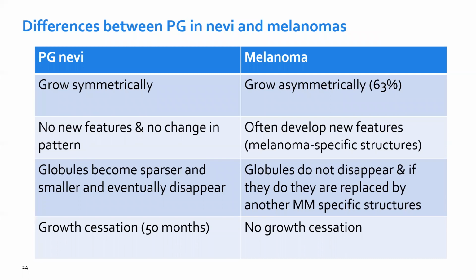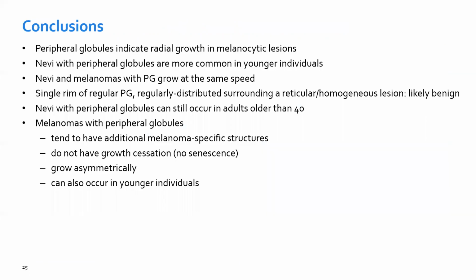However, melanomas with peripheral globules typically grow asymmetrically and commonly present with melanoma-specific structures on dermoscopy. These globules do not disappear, and if they do, they are replaced by other melanoma-specific structures, and they don't stop growing since they do not enter senescence. Melanoma typically does not enter senescence.